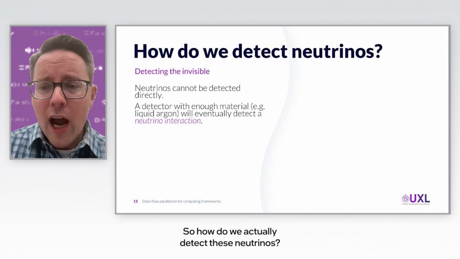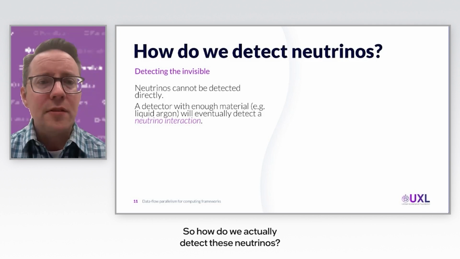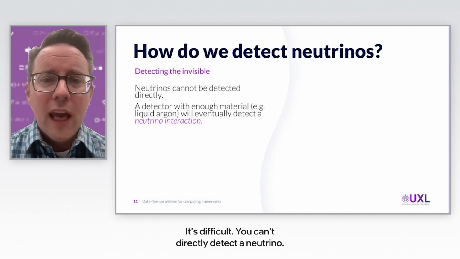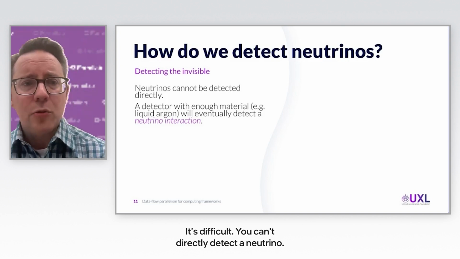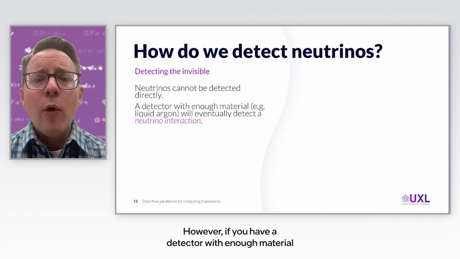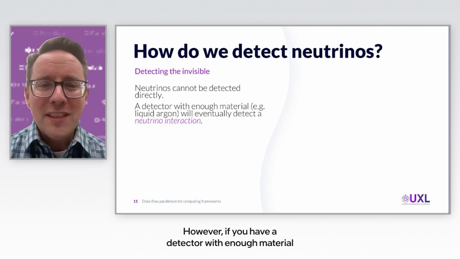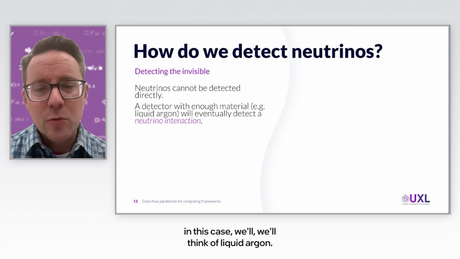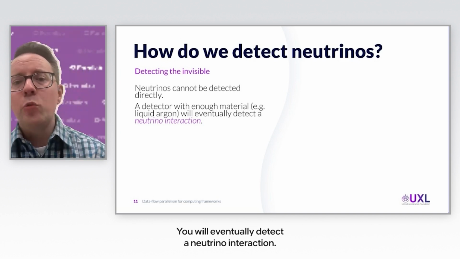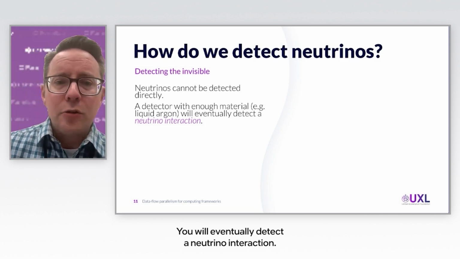study. So how do we actually detect these neutrinos? It's difficult. You can't directly detect a neutrino. They're pretty much invisible. However, if you have a detector with enough material, in this case, we'll think of liquid argon, you will eventually detect a neutrino interaction.